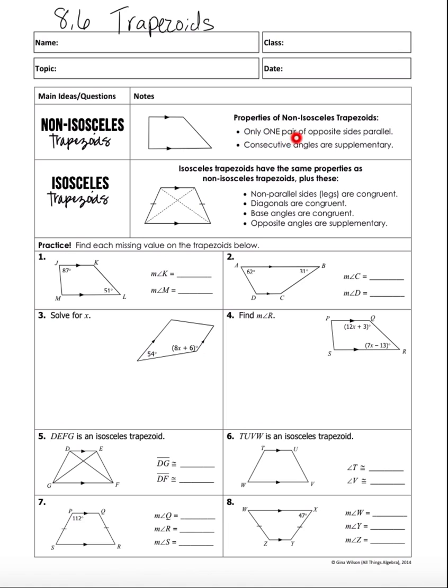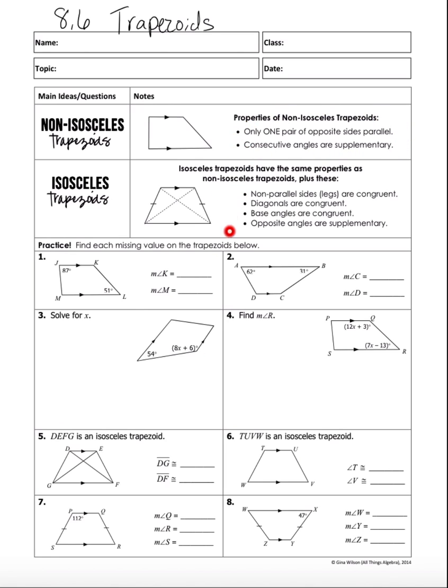Only one pair of opposite sides are parallel, so just one pair, not two like in parallelograms. And consecutive angles are supplementary. This comes because of the parallel lines. So that means these two are supplementary, these two are supplementary. Now, for isosceles trapezoids, they have these same properties, but then they have some extras.